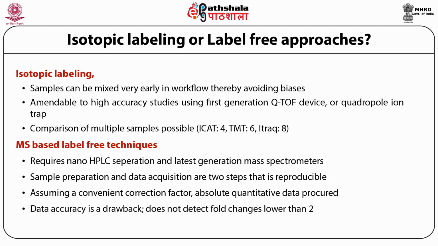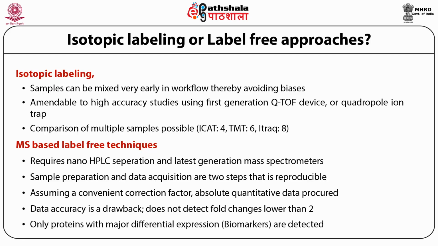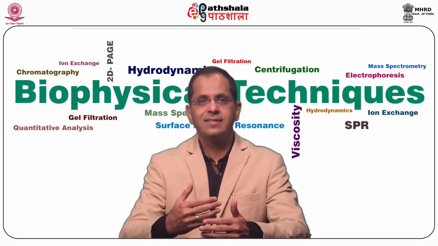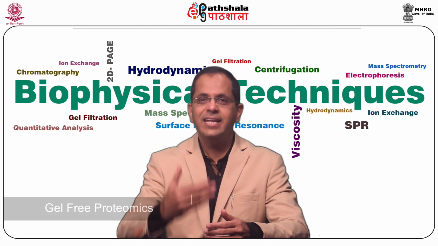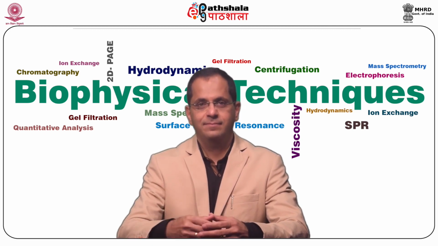Data accuracy could be a drawback; it does not detect fold changes lower than 2. Only proteins with major differential expression, which could be potential biomarkers, are detected. Advantages and disadvantages of gel-free proteomics.